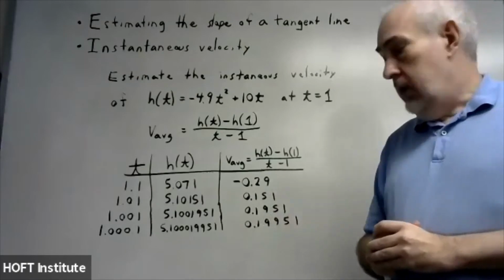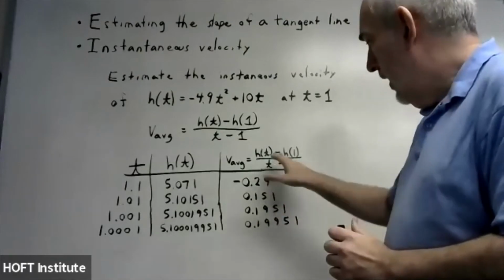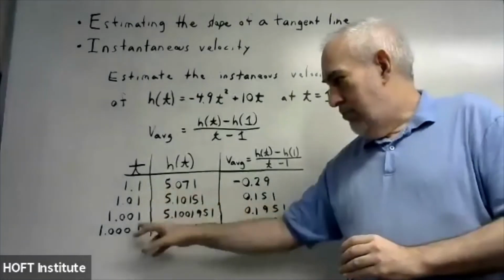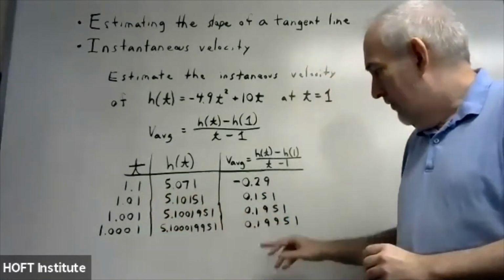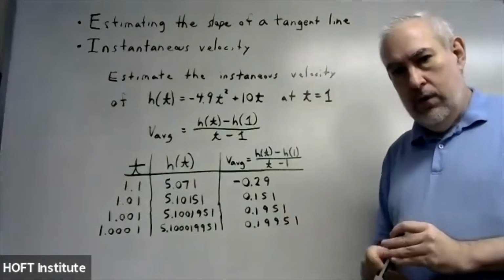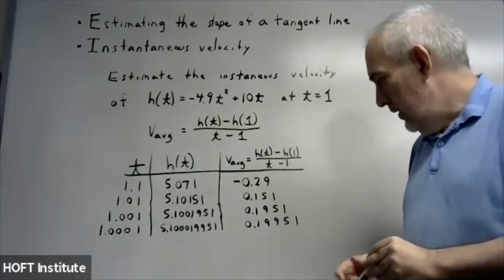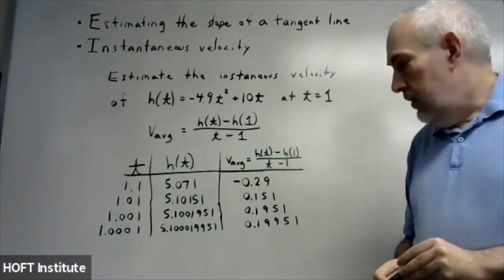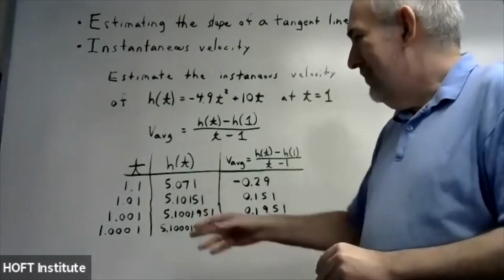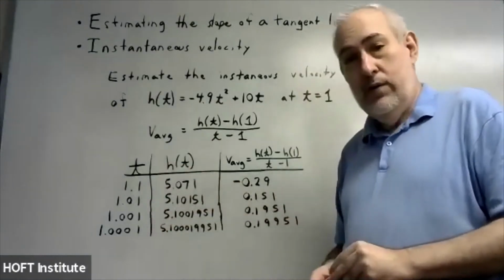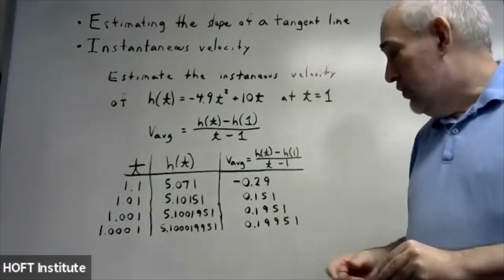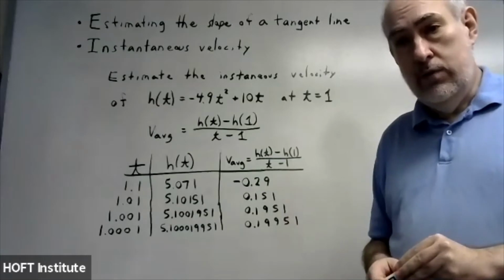All right, so here are the values for your average velocity. And I have to get pretty darn close to 1 before these start leveling off towards a particular value. Looks like this is approaching 0.2. And so this time I've only approached it from one side. I should probably test the other side to make sure that it's also going to 0.2.